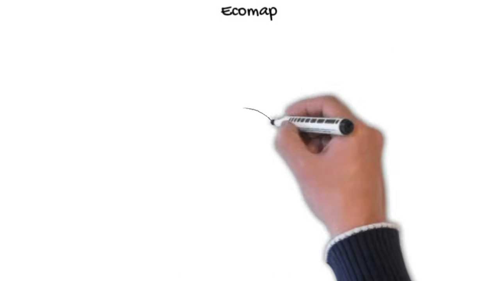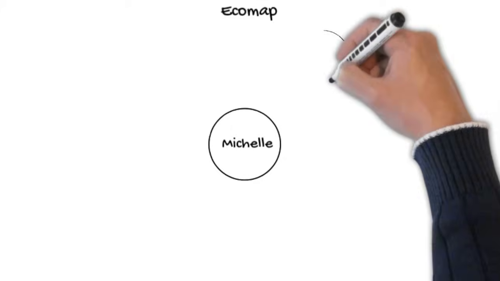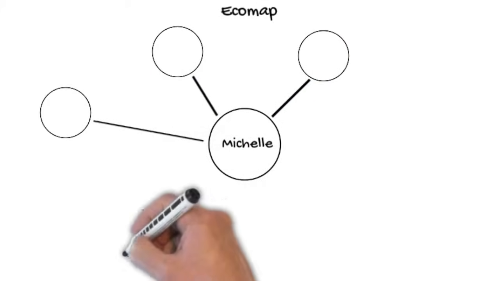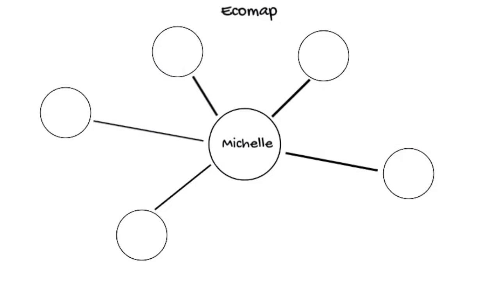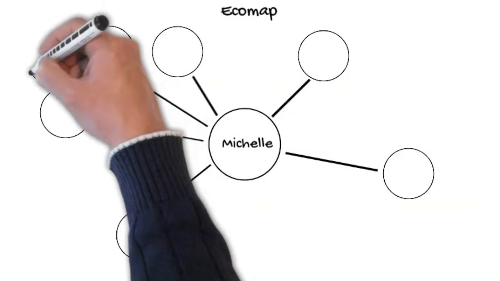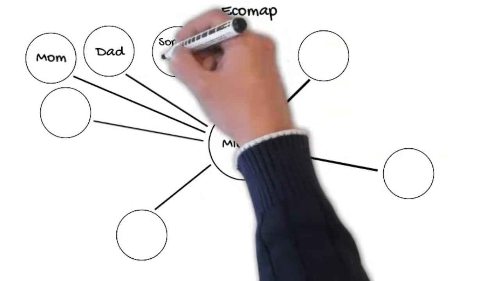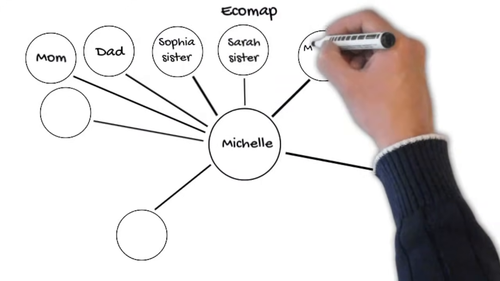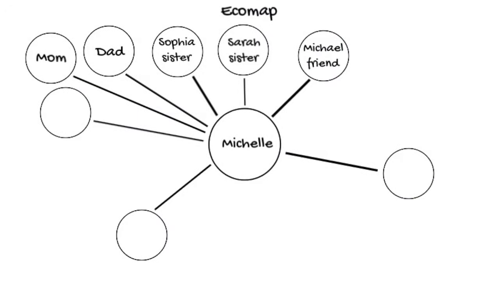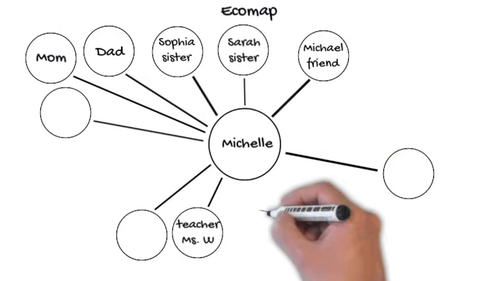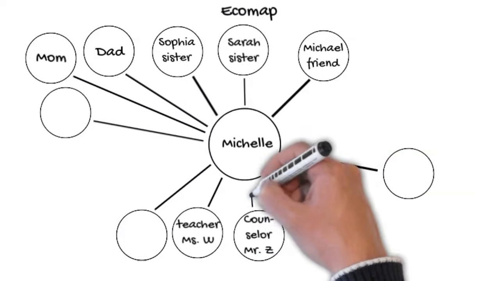We start by putting the person we interview in the middle of the paper and add some empty circles to get it started. A good first question to ask is, who is important in your life? Michelle will tell you about her parents, sisters, and boyfriend. When we ask Michelle where she spends most of her time, she will tell you she spends most of her time at school. We can ask her who important teachers are and who she spends time with at school. She has a friend at school she also meets outside of school.